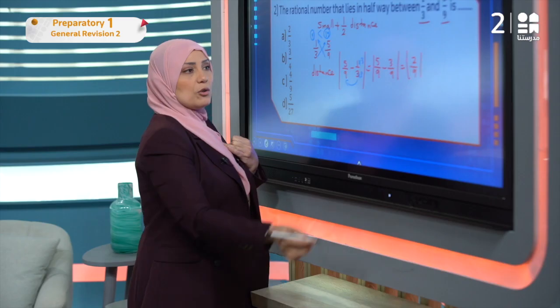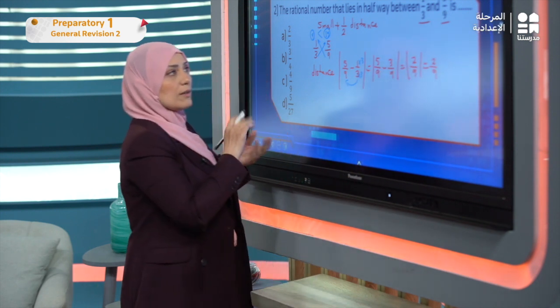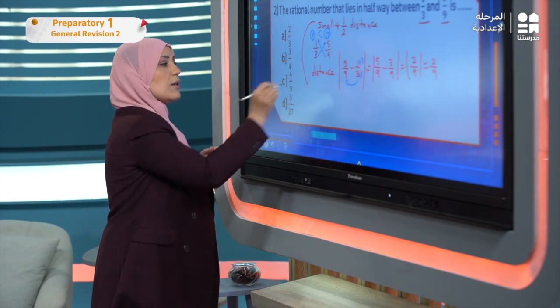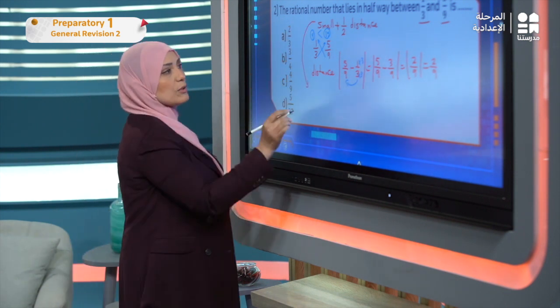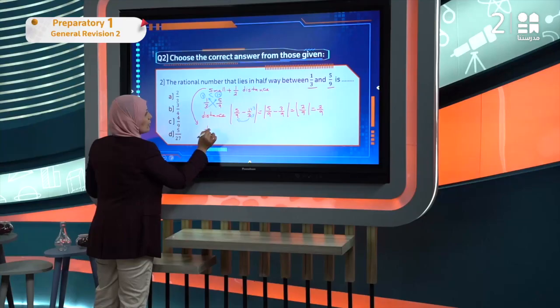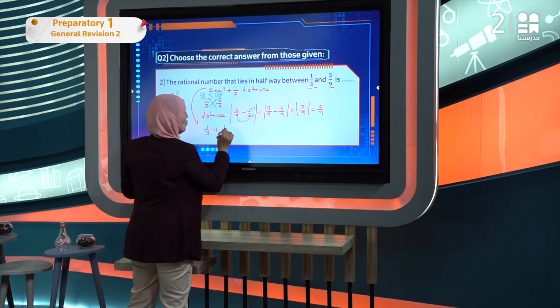Then the absolute value of 2/9 is 2/9. We got the distance, and already we know the small number. Let's replace them in the rule. So the small number, we got it here. It's 1/3 plus half. The distance is 2/9.